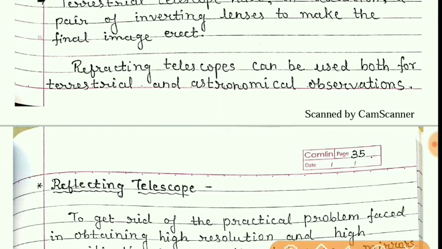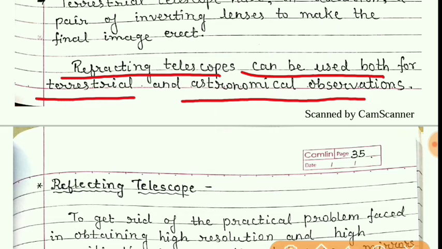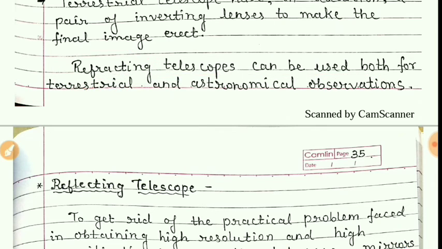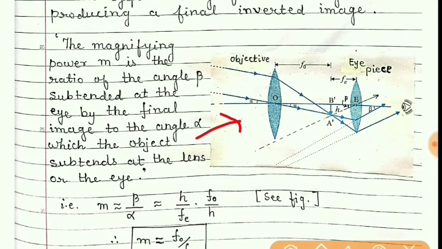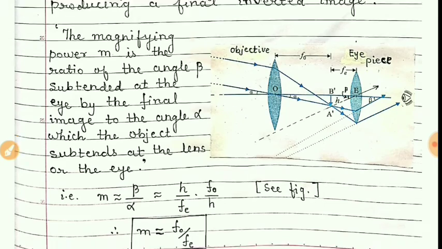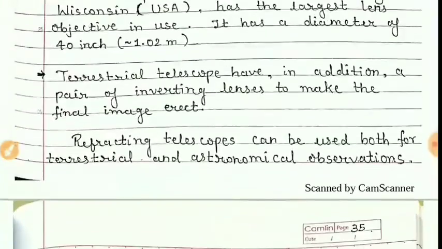Now, a refracting telescope can be used both for terrestrial as well as astronomical observations. Refracting means lenses, the telescope which uses lenses, and we know that lenses refract the light. So these are also known as refracting telescopes.